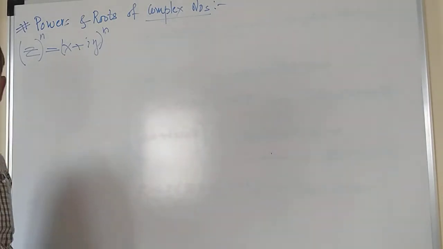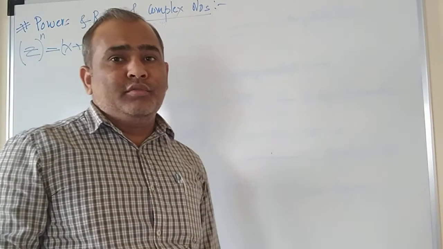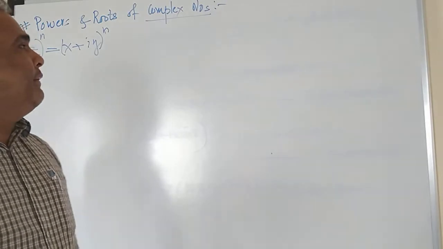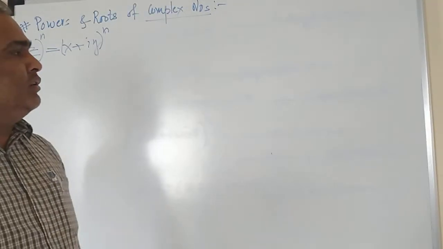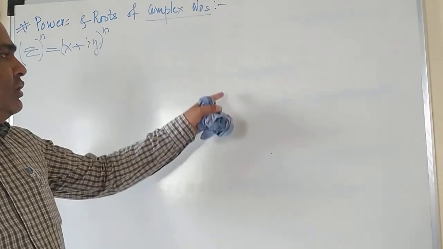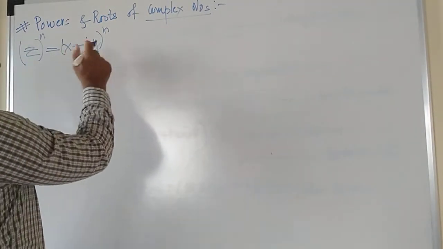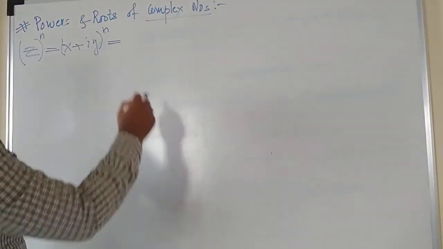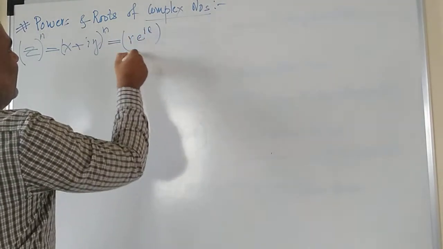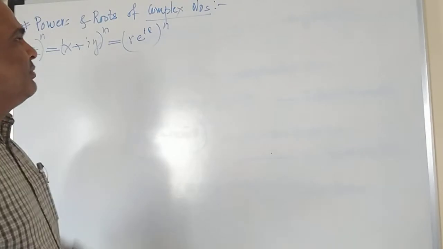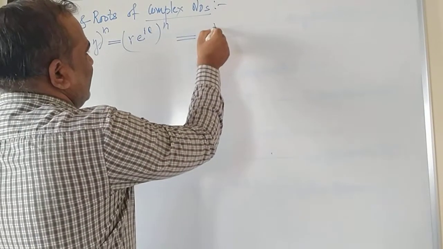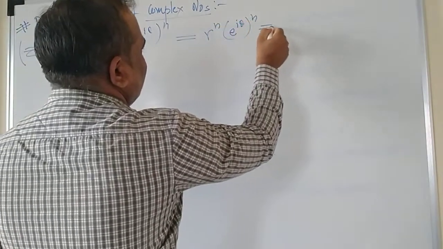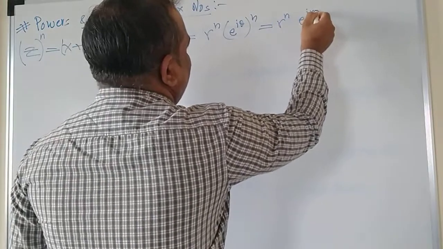So (x plus iy) raised to power n. In the rectangular form you cannot easily find its power. Of course you can find it, but you need to use the power series. But rather than using power series, you can use other forms. Instead of the rectangular form, you can write it in exponential form: r e power i theta, raised to power n. Now this becomes easier once you take the powers, r raised to n, e raised to i theta raised to power n. So this will give you r raised to power n, e raised to i n theta.